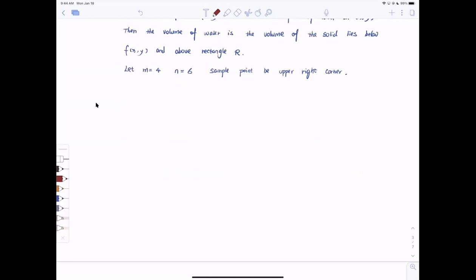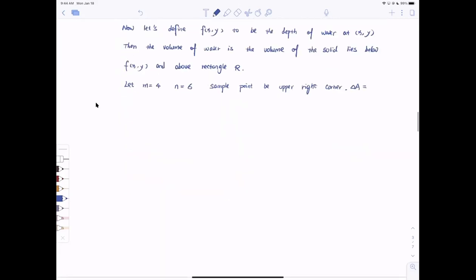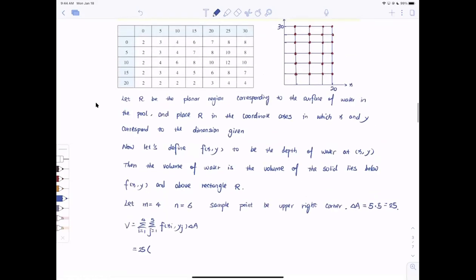Anyway, this part is the most important part, so make sure you know this first. Since I picked that, my delta A would be 5 times 5, which is 25. And my volume would be the sum from 1 to 4 and then 1 to 5 of f(xi, yj) delta A, which equals 25 times... Now look at each of the points. So we need 5, 5, 5, 10, and so on. We need all those points, so you're adding all of those together. The points are highlighted, you're adding them together.